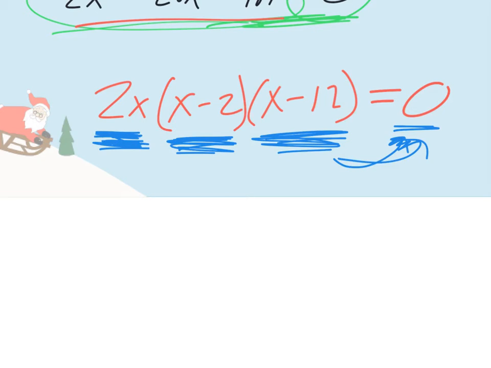So what we do to solve a quadratic equation, then, is we think of what x could be, just like we do in other equations. What could x be that would make one of these things 0?